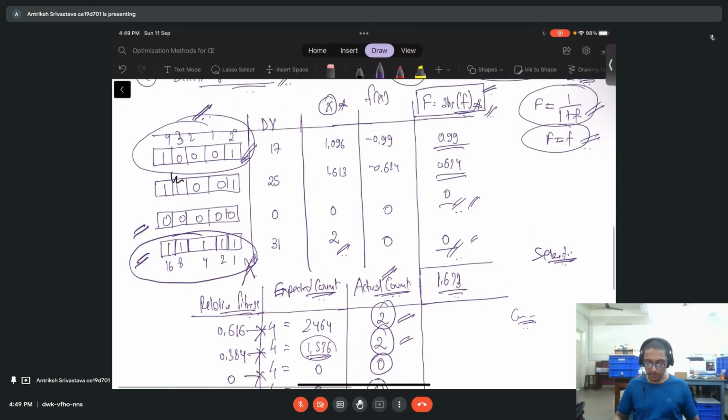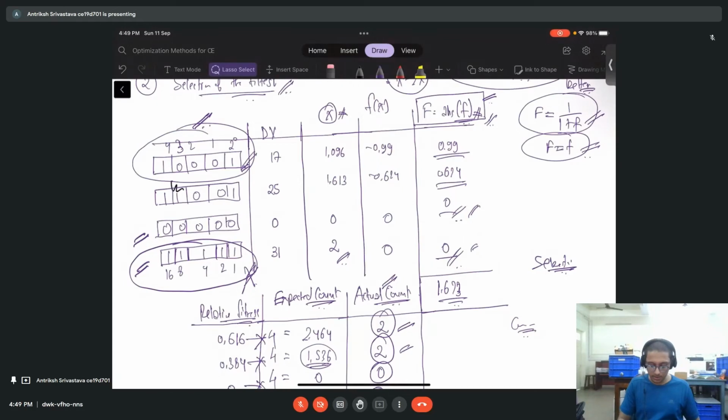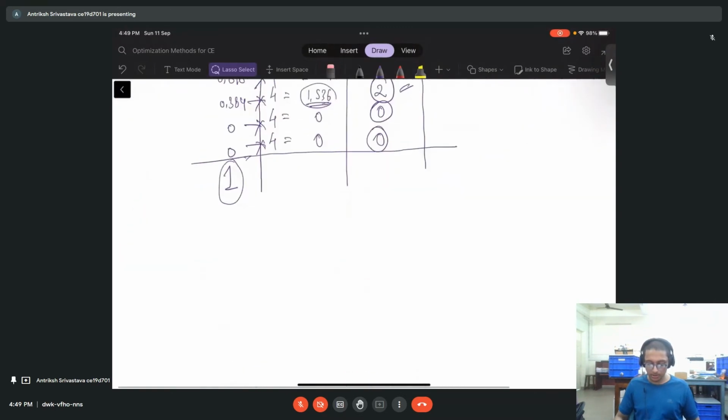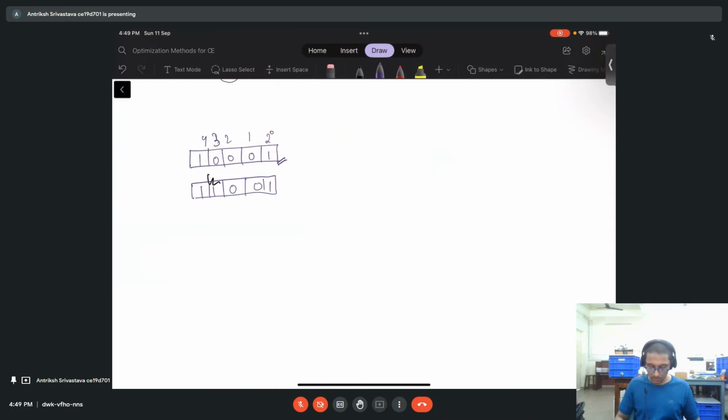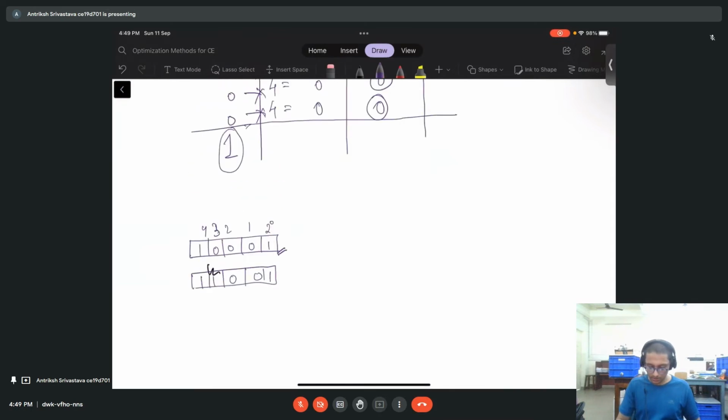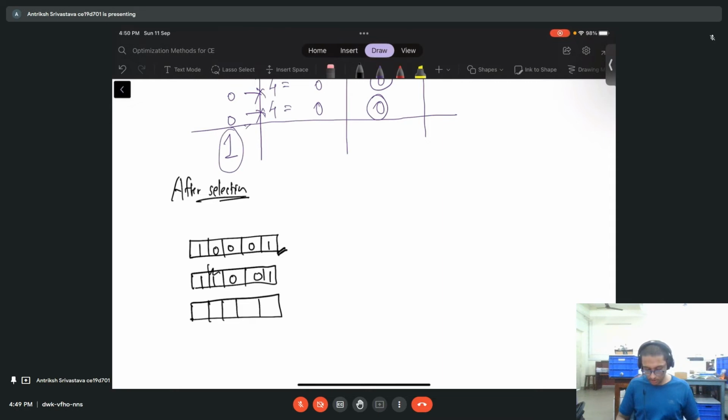So we have these two selected to be part of the crossover. Let me copy here, and paste. So after selection, we have this, and these are repeated one more time.